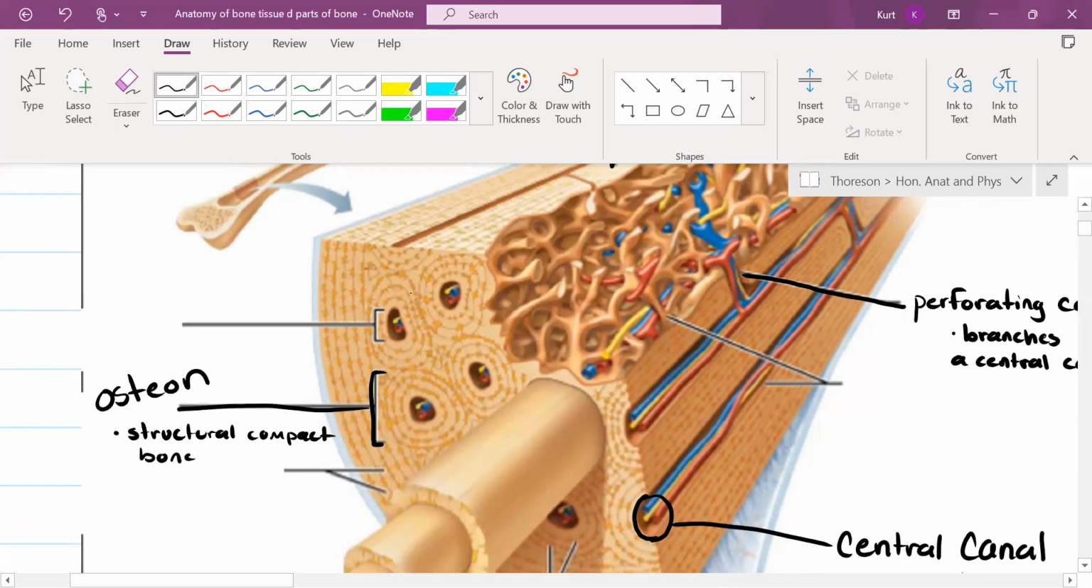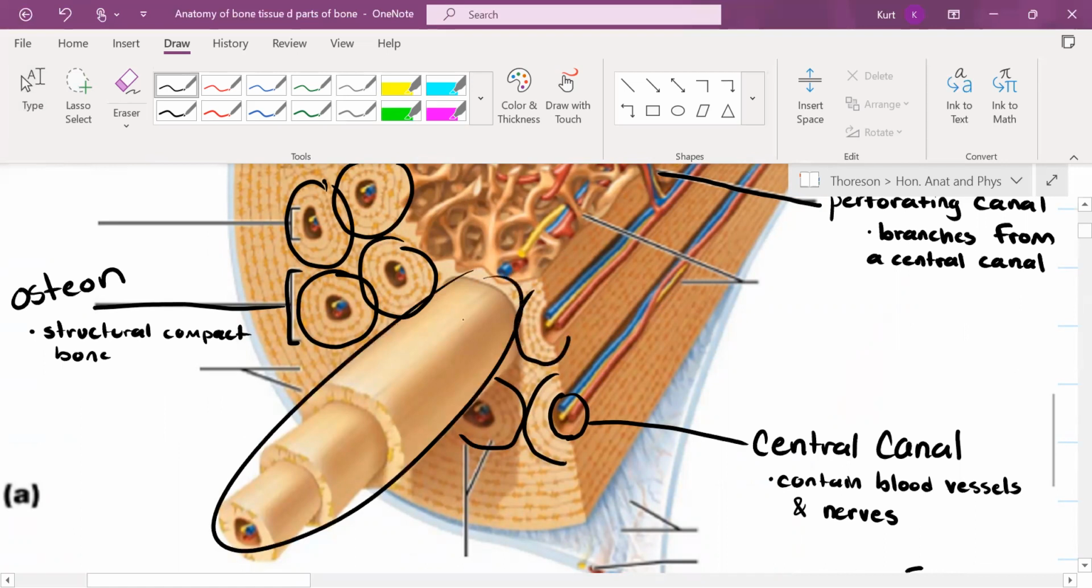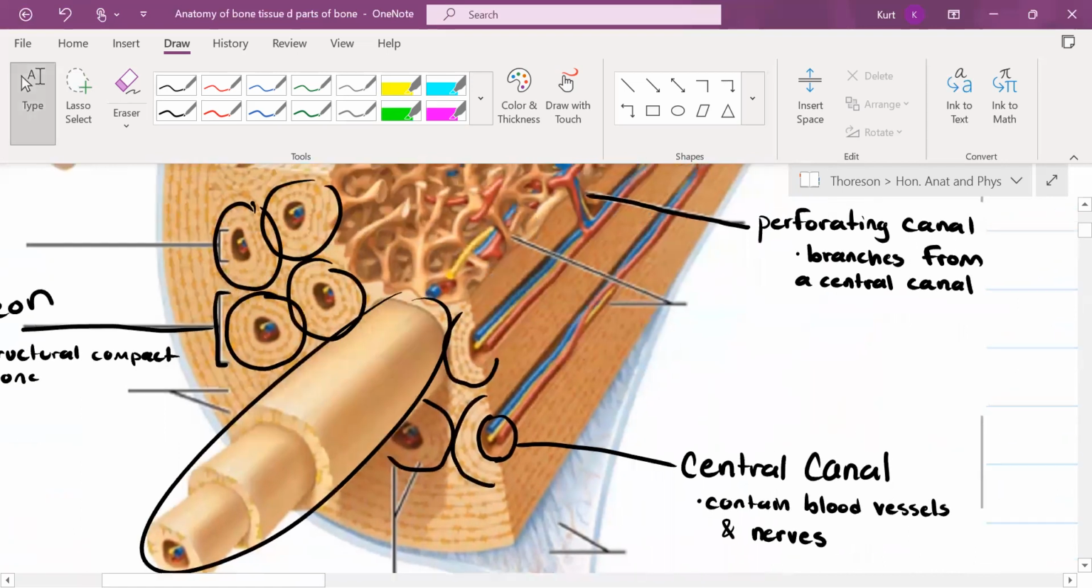There's an osteon here. There's one. Here's another. Here's another. There's a fourth one. There's a fifth one down here. Here's part of one there. There's part of one there. Here's a big one that was pulled out for you. Those are all osteons. They make up your compact bone tissue.